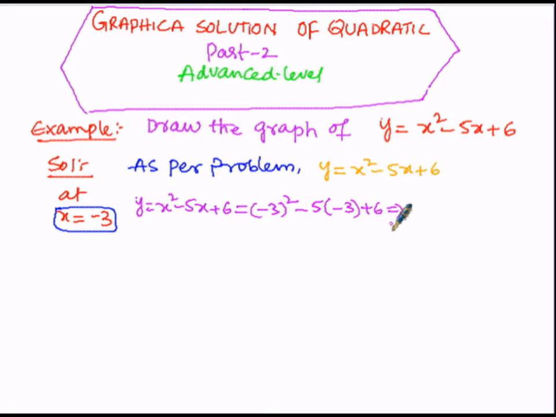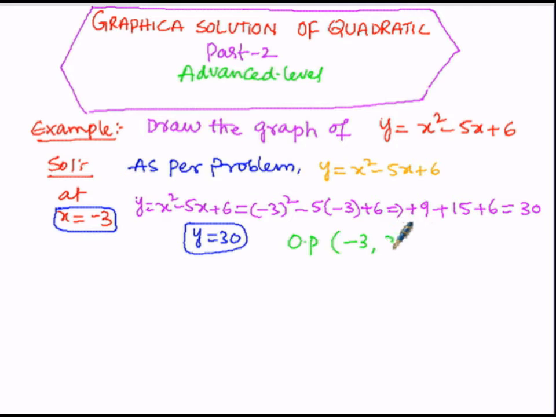That implies minus repeatedly multiplied twice, minus into minus is plus, 3 square value is 9, that is 3 into 3 is 9, minus of minus is plus, 5 3s is 15, then plus 6 must be written as it is. So that equals 9 plus 6 is 15, 15 plus 15 is 30. So in this manner I got the y value as 30. Then the first ordered pair is, when x is minus 3, we got the y value as 30. So the ordered pair will be minus 3 comma 30.